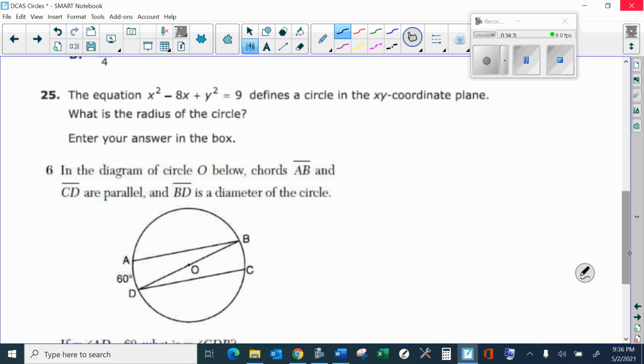All right. What's the radius? Okay, we need to first complete that square. You don't just look at that and say 3. That's a common wrong error.